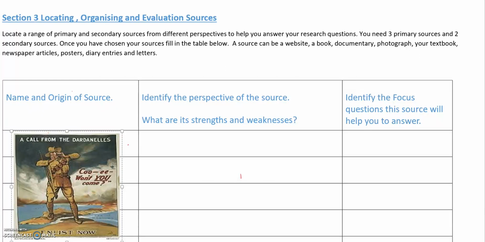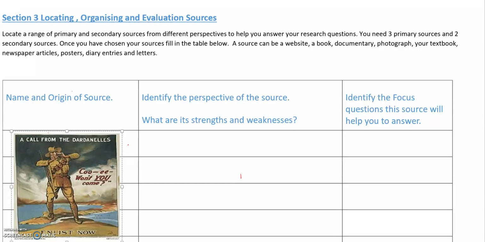Okay, and welcome back to the third lecture, section 3, locating, organising and evaluating sources. What you want to do here is locate a range of primary and secondary sources from different perspectives to help you answer your research questions. You need 3 primary and 2 secondary. If you make a slight variation to that, depending on your questions and your focus, discuss that with your teacher.